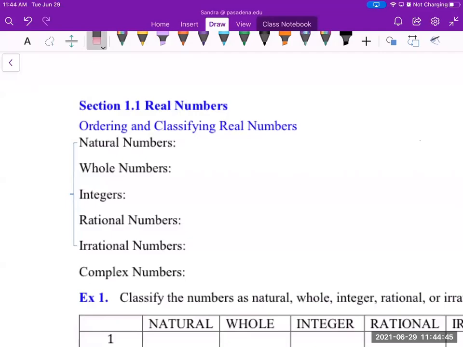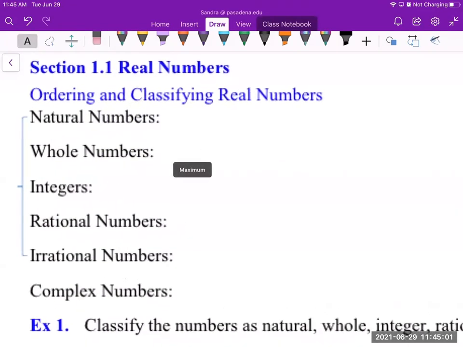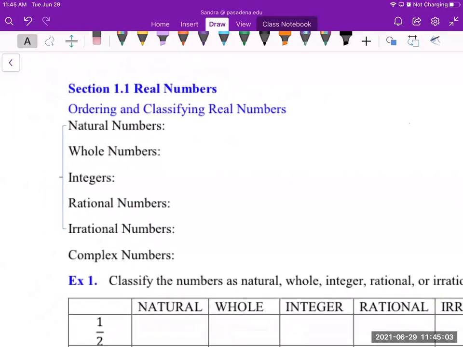Hi, welcome. Today we're going to be talking about 1.1. 1.1 is real numbers. We're going to be talking about the names of what we call these numbers. These numbers are very, very important in the sense that you want to know what we call them. Okay, let's go ahead and start with natural numbers.